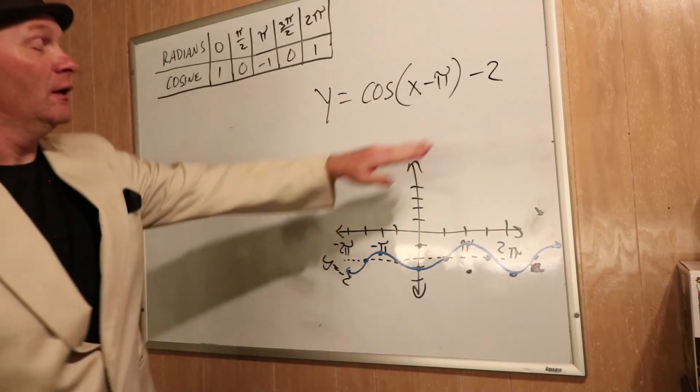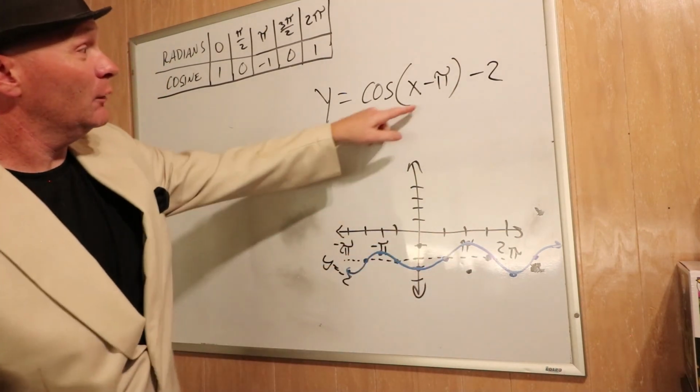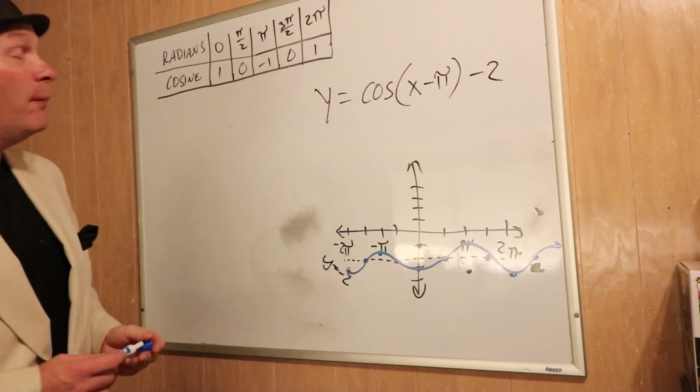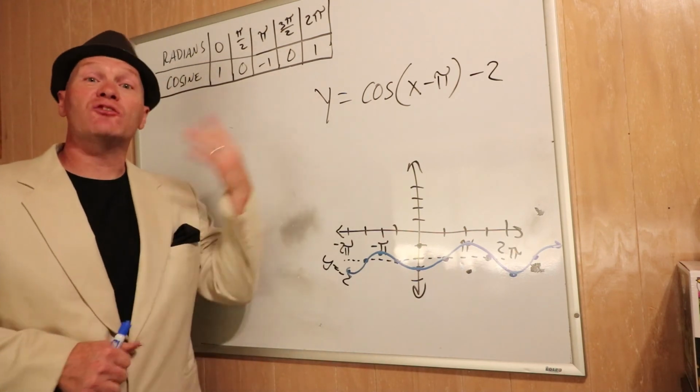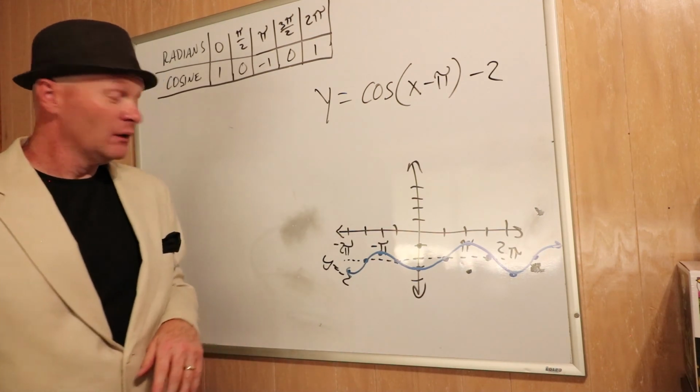So we have a vertical shift down 2, our midline moved down 2, and then we shifted all the points pi to the right. That's about all there is to it. If you did well last week with the sine, cosine is not that much different, okay?